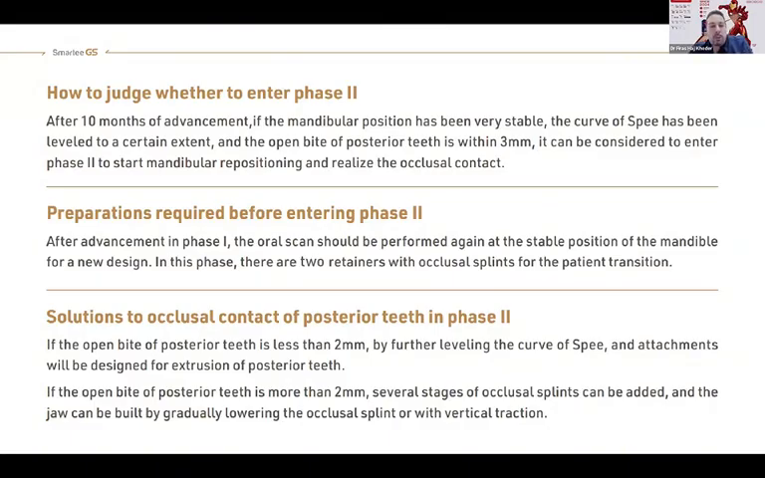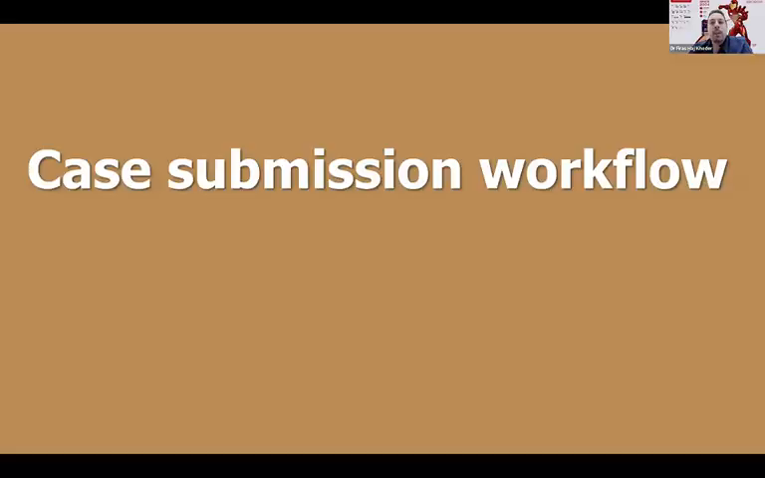So what are the solutions we use for the posterior teeth in phase 2? If the posterior open bite is less than 2 millimeters, we need further leveling of the curve of Spee, we add attachments, and we design for extrusion of the posterior teeth. If the posterior open bite is more than 2 millimeters, several stages of occlusal splints can be added. And the bite can be closed by gradually lowering the occlusal splints or with vertical traction, which is elastics, for example, if it's more severe.